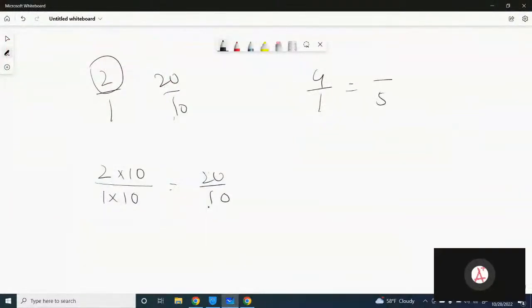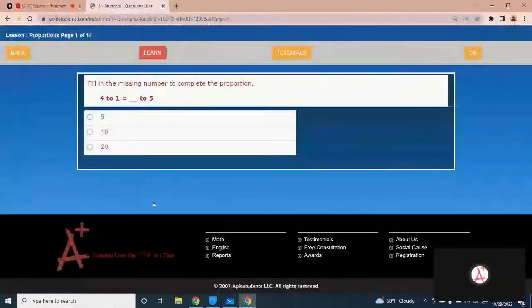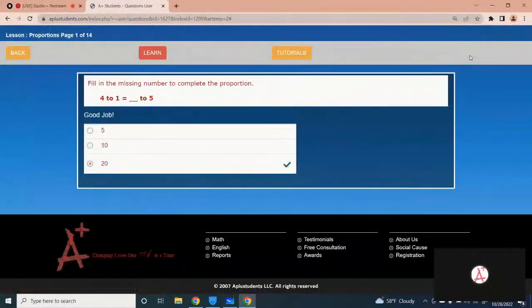Okay, you have to compare. Here you have 1 and here you have 5. 1 times what number makes 5? 1 times 5 makes 5. So multiply this fraction's numerator and denominator by 5. 5 times 1 is 5 and 5 times 4 is 20. So it would be 20 over 5. That means the missing number is 20. Got it? Just select the correct option and then click on the OK button.